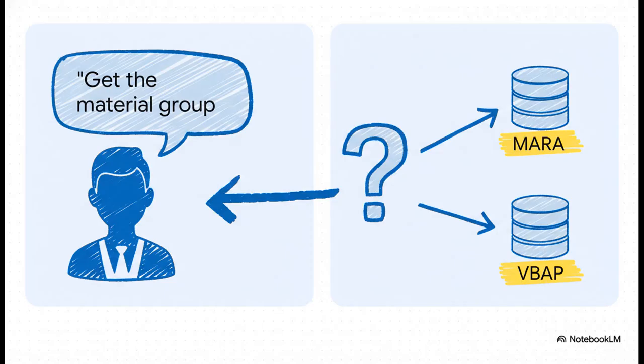And this slide illustrates it perfectly. Look at this. You might say, just get the material group. But a developer immediately has to ask, okay, from where? Are you talking about the master data level, from the MARA table? Or do you need it from the sales order item itself, from the VBAP table? They can be different. See, asking for the material group is a question. But telling a developer to get it from MARA or VBAP, that's an instruction. And that's the clarity we're shooting for.